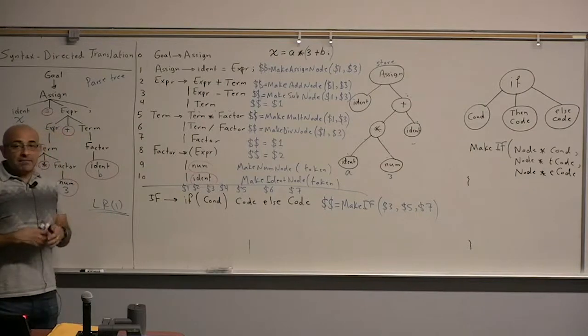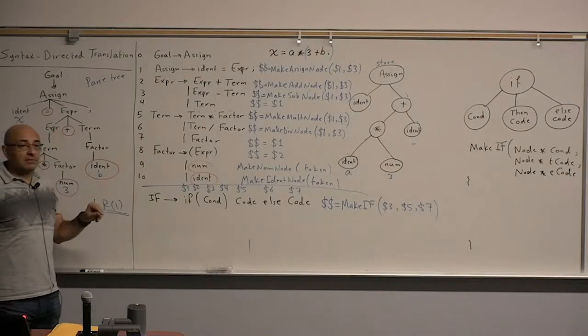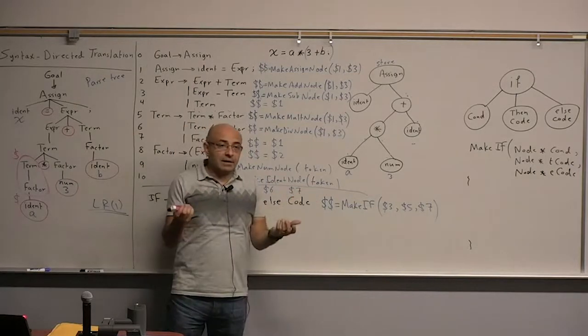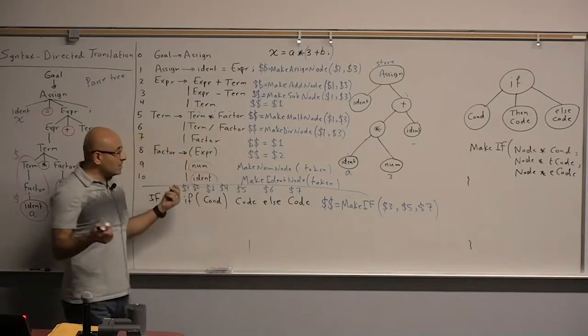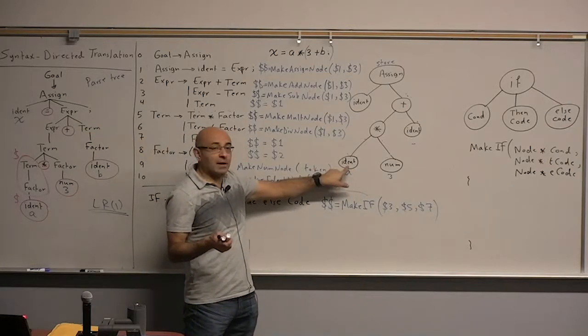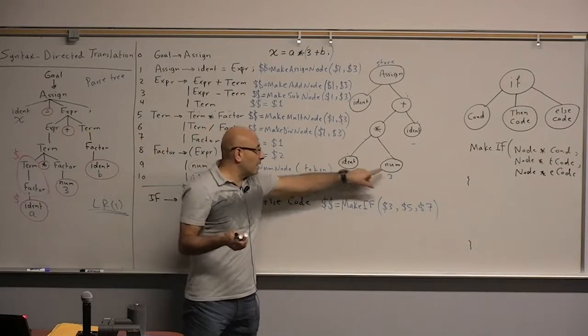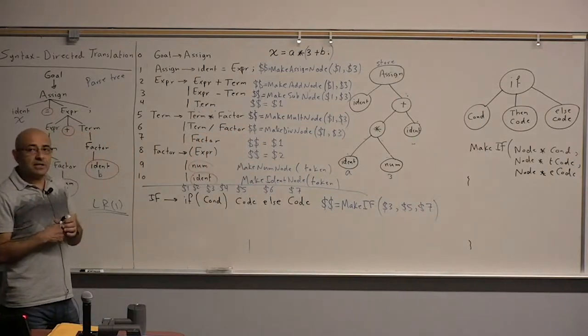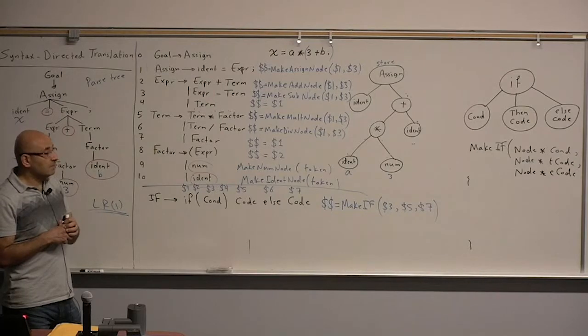So remember, the leaf nodes are different, because in the leaf nodes, you're not linking other nodes. You are just creating a node that should have information about this identifier or number. In our example, we only have identifiers and numbers as leaves.